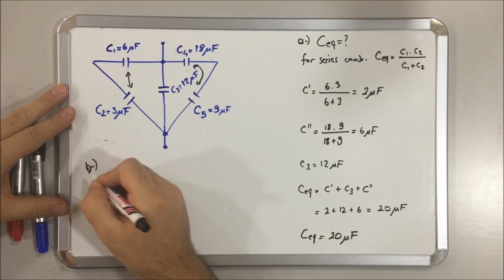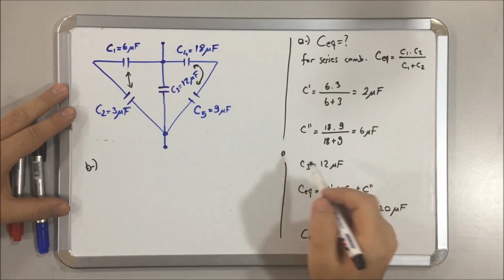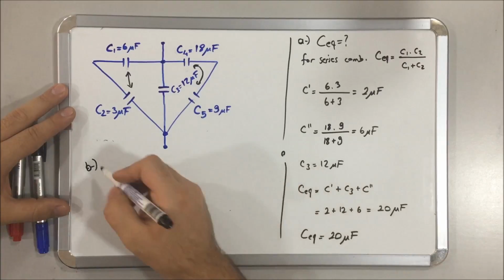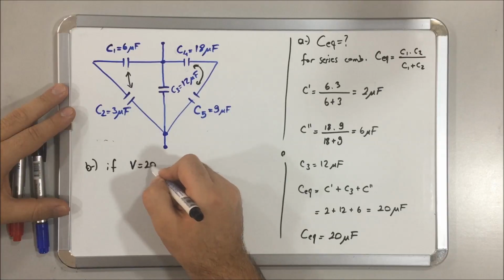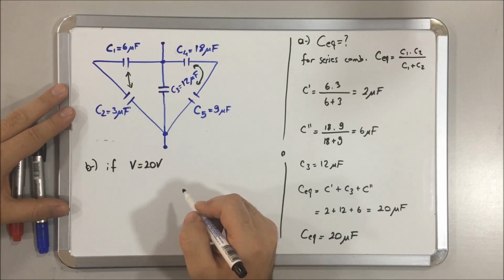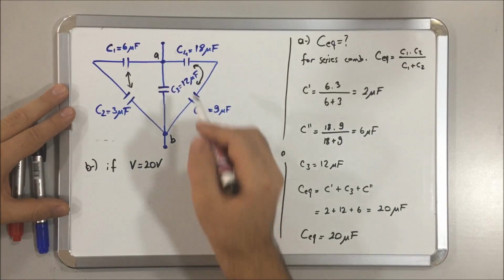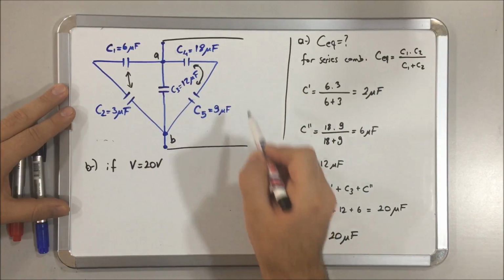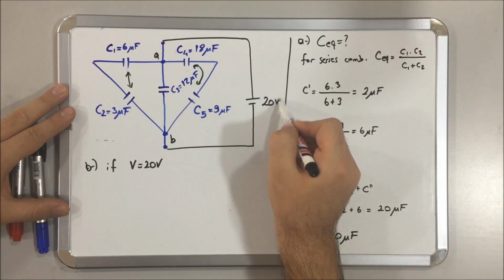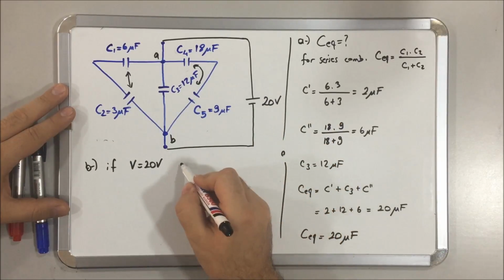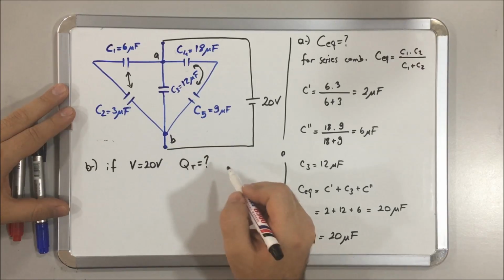This is the A. The B says calculate the total stored charge of the group if the potential difference between point A and point B is equal to 20 volts. Calculate the Q total for the group.